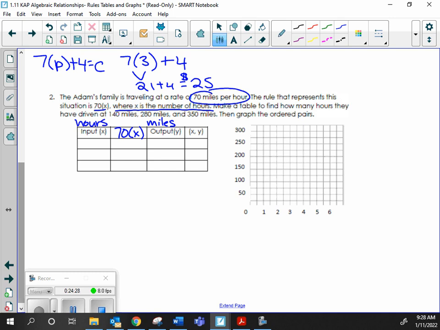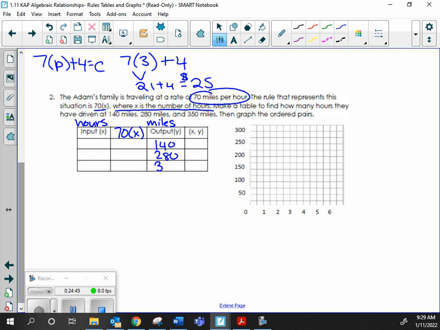This table is not filled in, but they did give us information. They say 140, 280, and 350 miles. Are those going to be my input values or my output values? Output. Why do y'all say output? Because miles. It gives you the units you need to pay attention to. So we're going to fill in 140, 280, and 350.